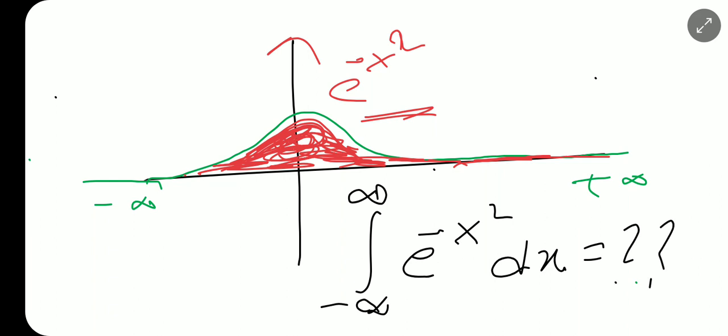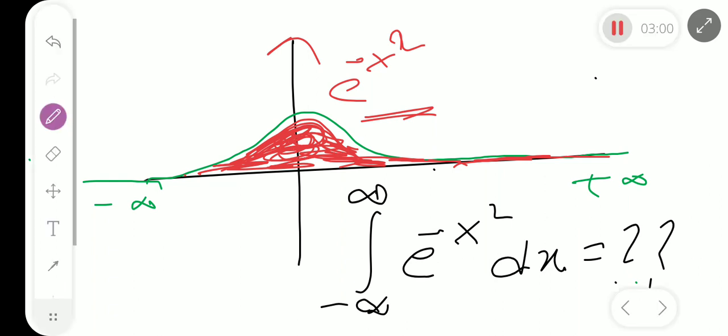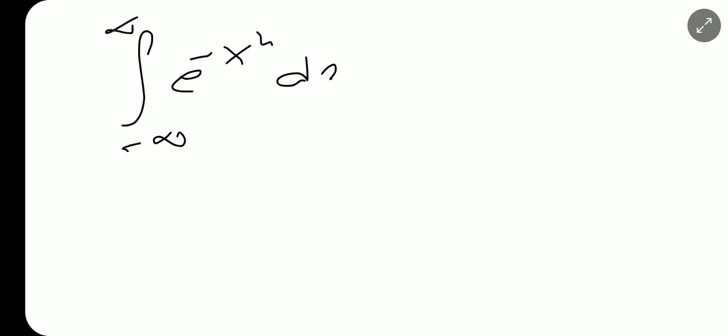So we come here. To integrate, it is the integral from minus infinity to infinity of e to the power minus x square dx. It is also known as an improper integration, since it is from minus infinity to infinity.